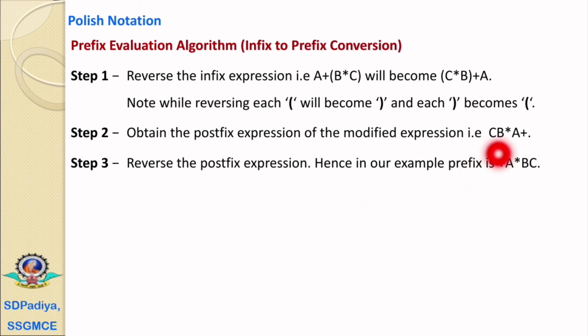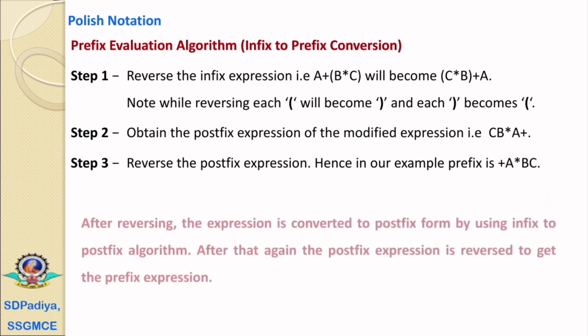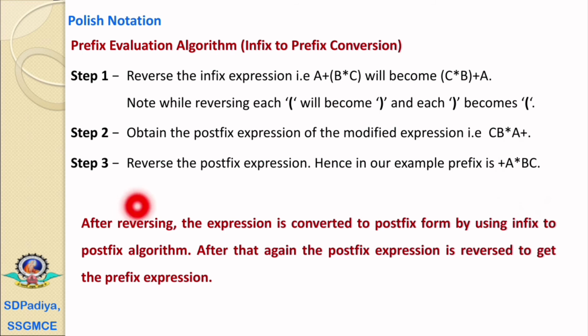here if we have the postfix expression CBA into plus, then in our example the prefix is plus A into BC. We'll check it with one example also. In the algorithm to convert infix to prefix, first we have to reverse the given infix expression, then obtain its equivalent postfix expression, and then again reverse the obtained reverse Polish expression so that we get its equivalent prefix expression.